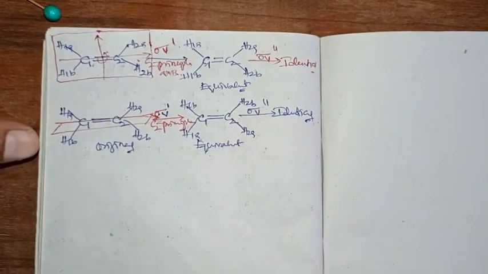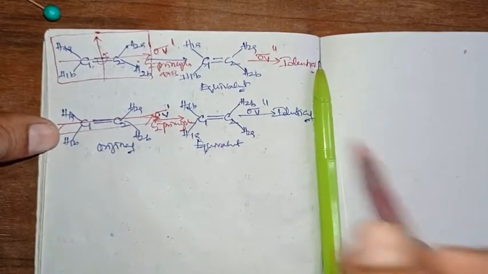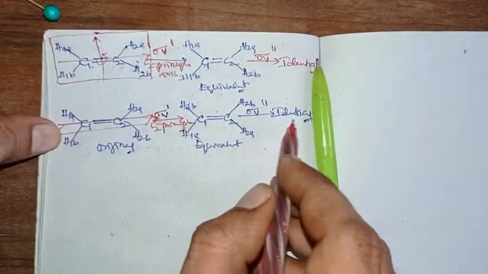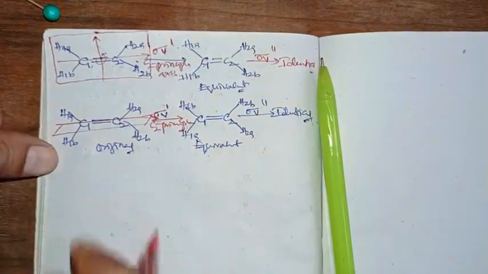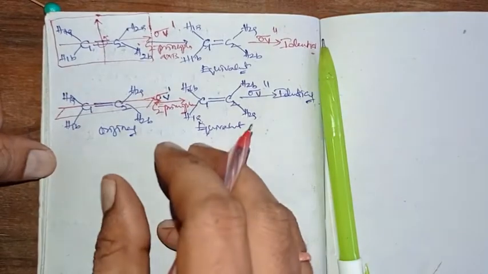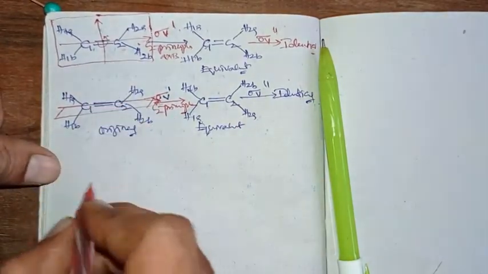You should write, don't forget to write, you should not write simply the name, you have to write the structure. Okay, like this it has two vertical planes.